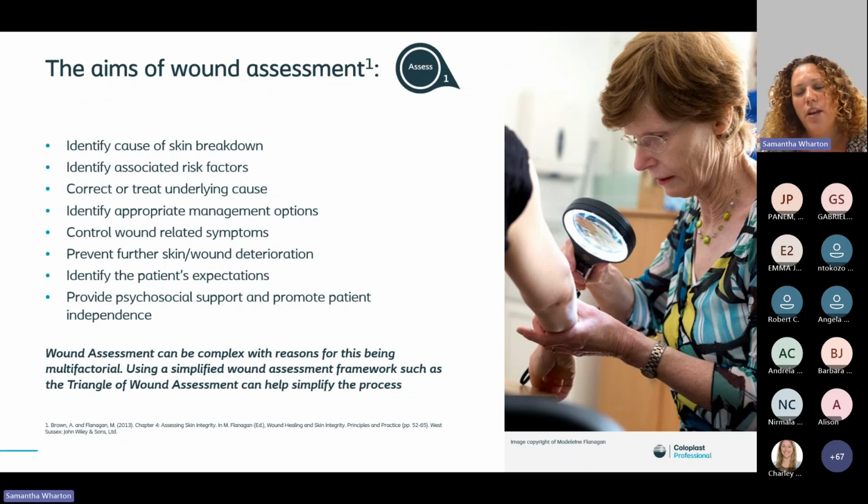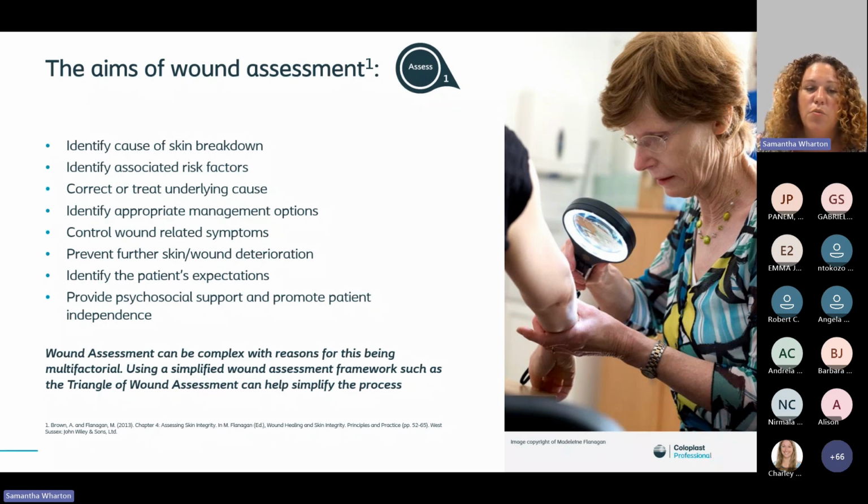So we know when we're looking at our patients, we need to look at all different aspects of that patient to see what's going to make them more vulnerable to that skin breaking down. Our wound assessment also allows us to correct or treat underlying cause. So when we're thinking about those leg ulcers, it's about managing that circulation. So if we know we've got venous disease, do they need a referral to vascular? Do they need further treatment to ensure that circulation is optimized as much as possible?